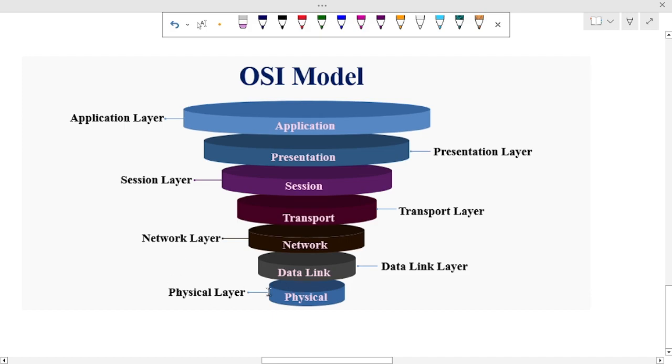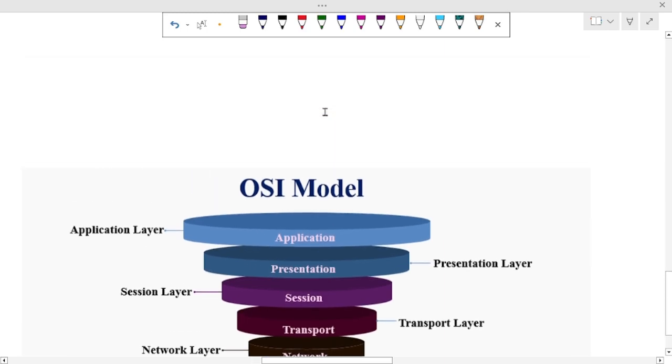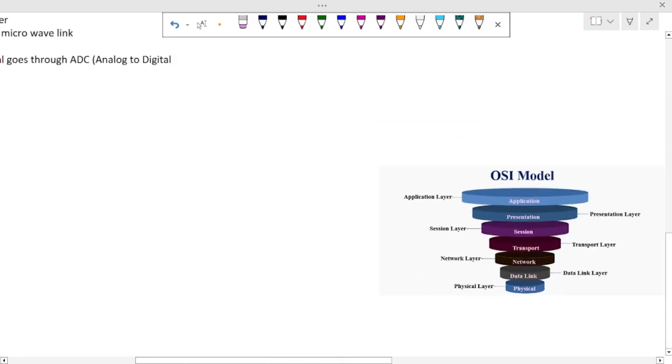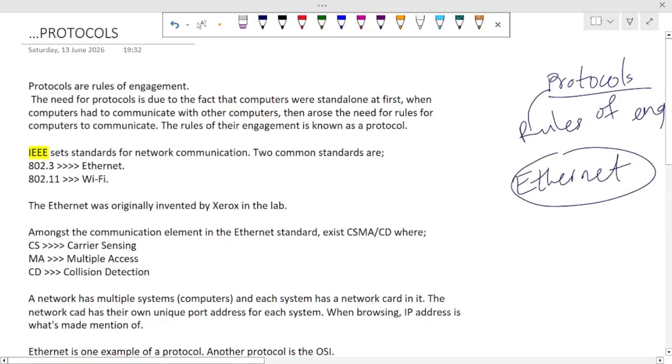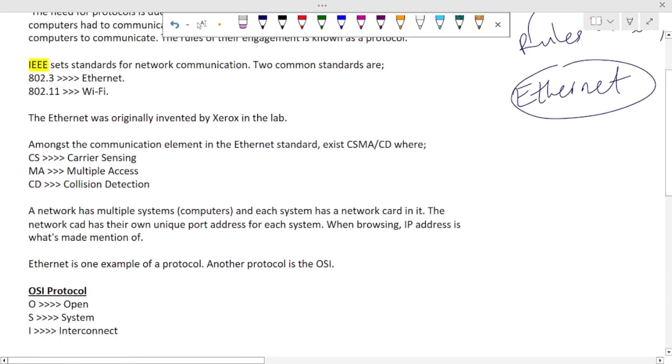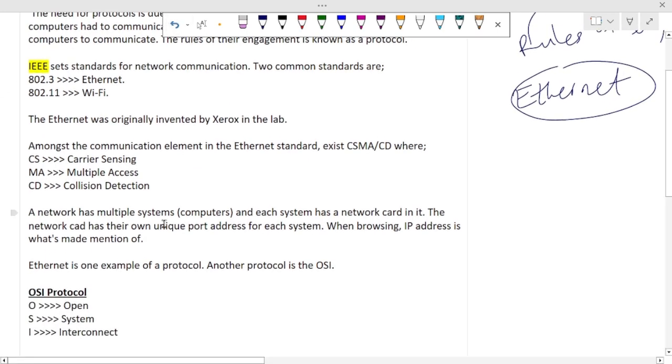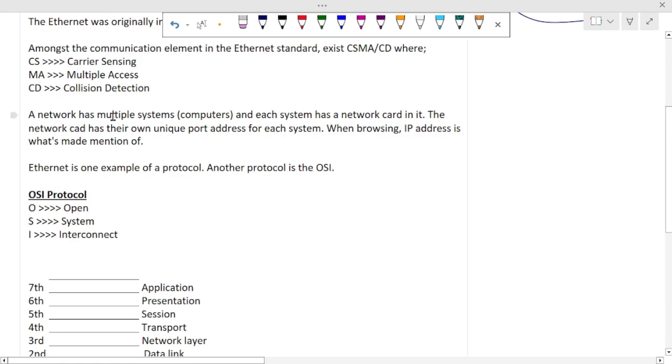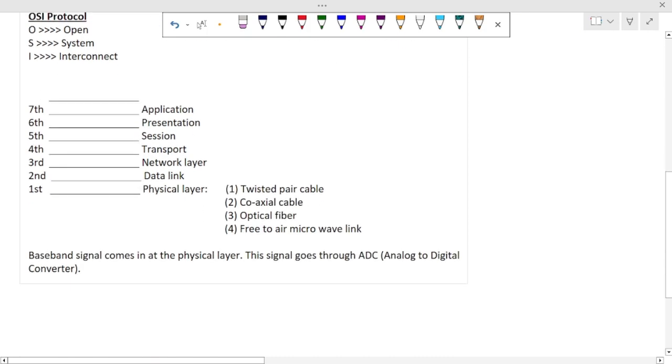From the bottom, the first layer is the physical layer, then the data link layer, network layer, transport layer, session layer, presentation layer, and application layer. This is just a summary of what was said in the last class: the idea of protocols, examples of protocols, the fact that each computer has a specific network card and a unique port address, and then the OSI model.